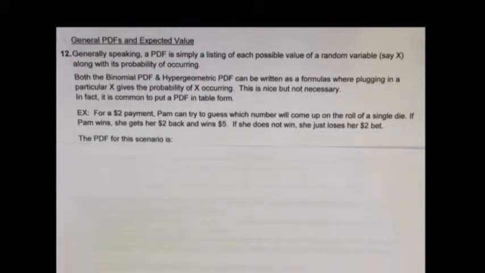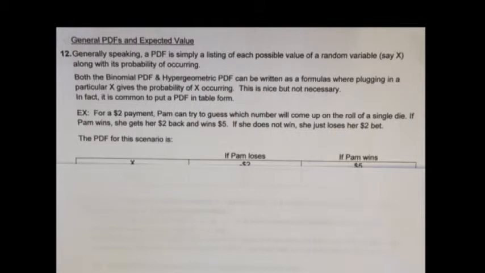Now I can couch this as a PDF, and I can write it as a table where I match up the X value, which is the expected winnings for Pam, with the probability of that thing occurring. Now basically there are only two things that can happen. This is a fairly simple one.